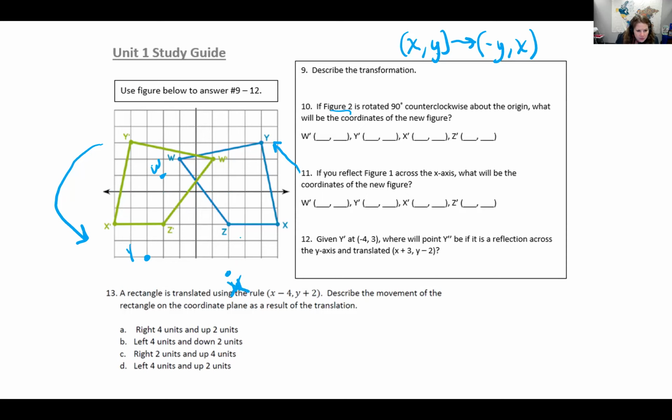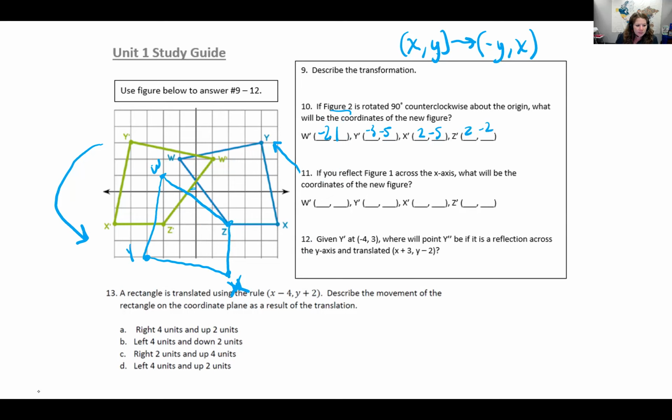And then what are we missing? Z is at negative 2, negative 2. So that means we're going to go positive 2, negative 2. Right there. So our new figure has been rotated, turned down here. Okay, so I didn't write that down. So we got negative 2, 1. Y is at negative 3, negative 5. X would be at 2, negative 5. And Z is at 2, negative 2.